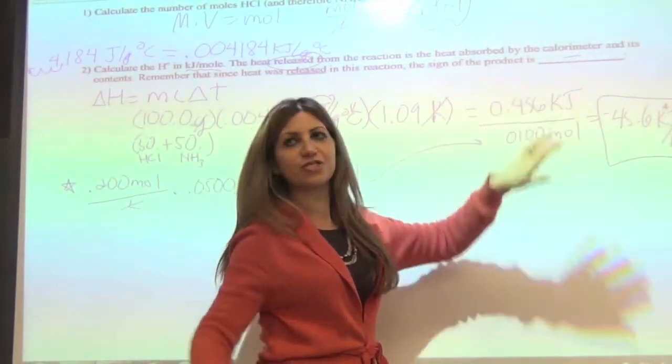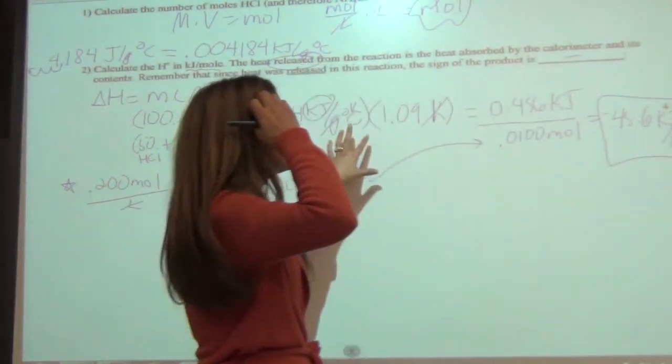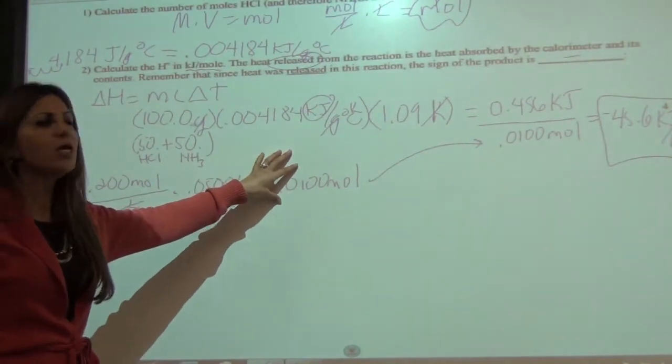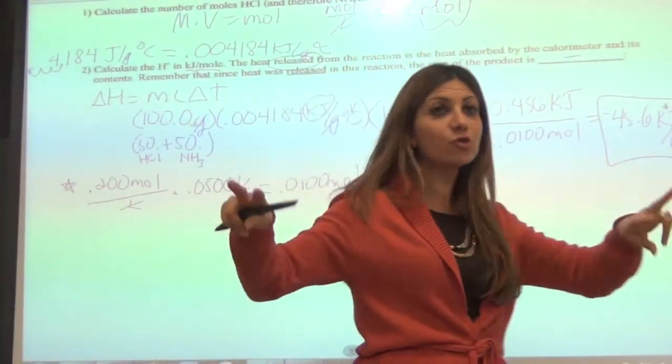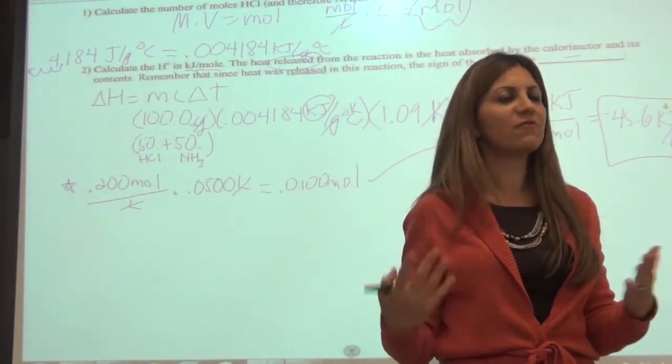Now you have the kilojoules, you have the moles, and now you divide to get your kilojoules per mole. Okay? So that's one type of problem where you're given molarity and volume of 2 different solutions, and you're asked to find the kilojoules per mole, or the enthalpy change for that reaction.